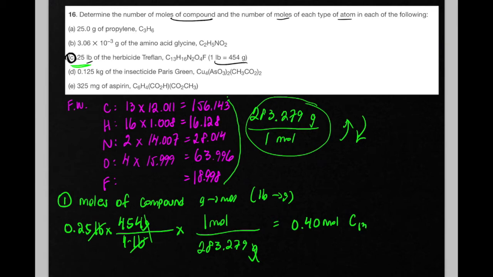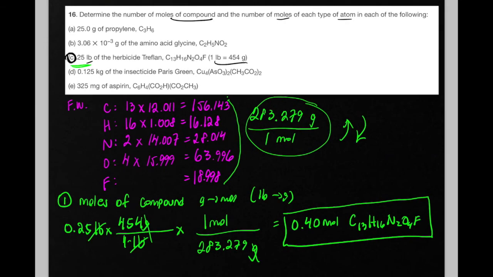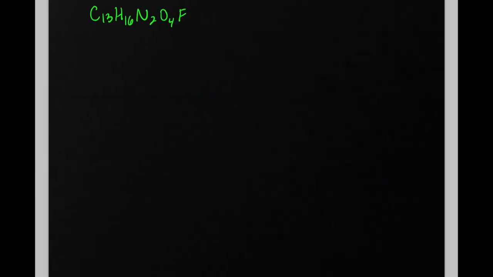And so here we would want to write the whole formula out: C13H16N2O4F. Okay? Now to convert that to moles of atoms, we need to copy the formula down. C13, H16, double check that that's right, N2O4F. All right, and we have 0.40 moles of this substance, okay?